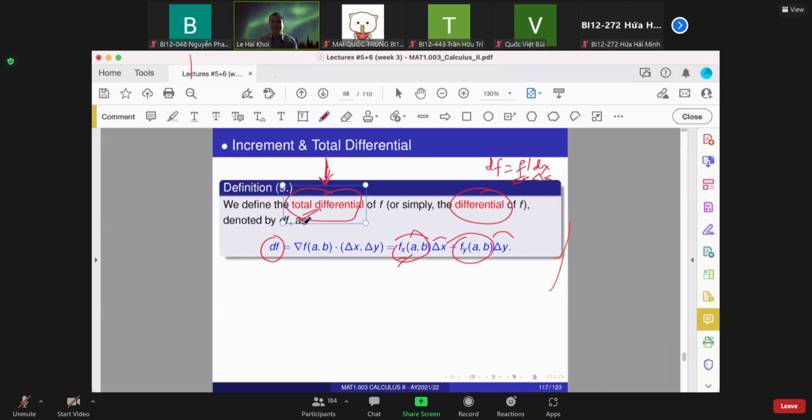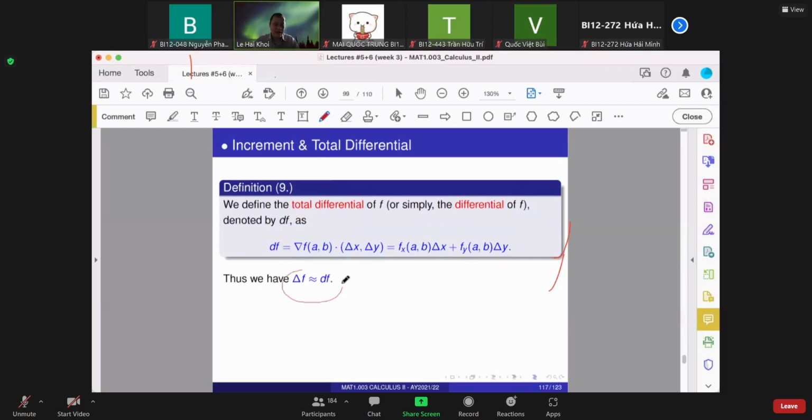And that idea, that definition, will be used in one of the topics of chapter 3 and 4, which is the exact differential equation. We will mention it later when we move to chapter 3 and chapter 4, the second part. So this is total differentiation.